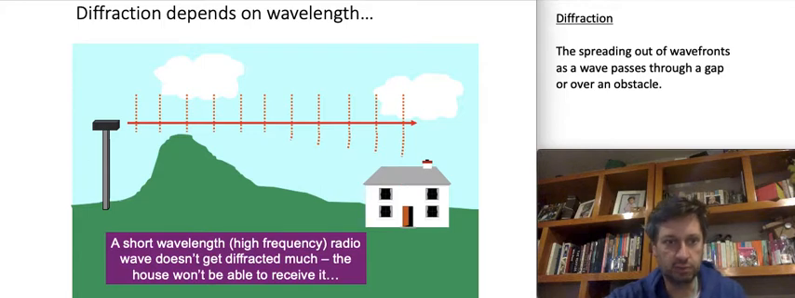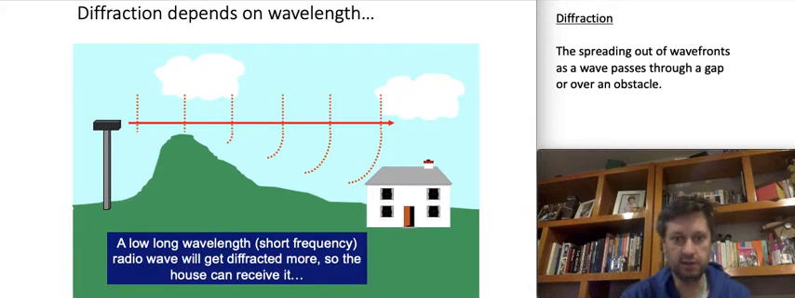However, replace that radio wave with a much longer wavelength wave. Longer wavelength waves diffract much more as they go over an obstacle, in this case the hill, and the person in the house will be able to pick up the long wavelength radio wave on their radio.